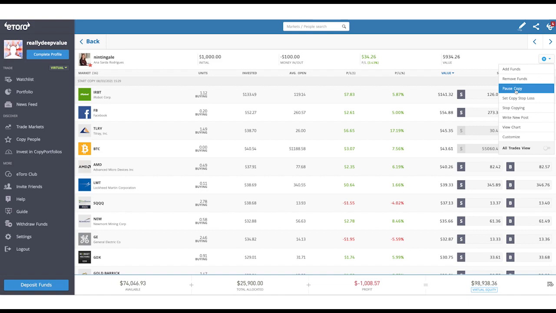You can pause. So if you think the strategy is going off the rails a little bit, you might want to just pause, but not close. Not stop. By closing, that means stop copying. What you can do here, you can adjust your copy stop loss. And then you can view the chart, customize. That's all available now.